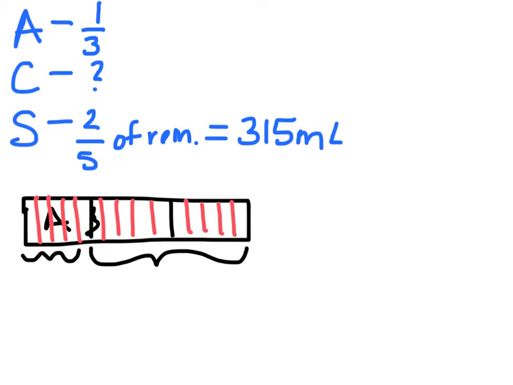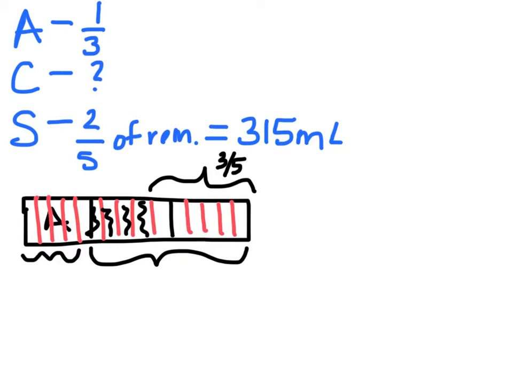So 1, 2, 3, 4 of these are strawberry juice. So carrot juice equals 6/10 or 3/5. So 3/5 of the remainder is carrot juice. Now we also could have figured that out just using math, and I'll show you how to do that when we move on to method 2.